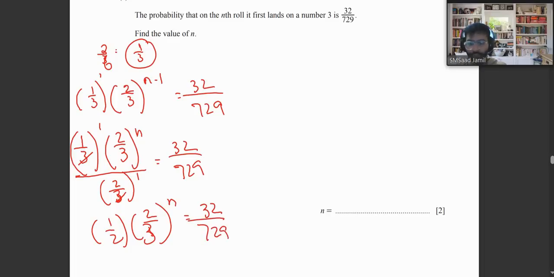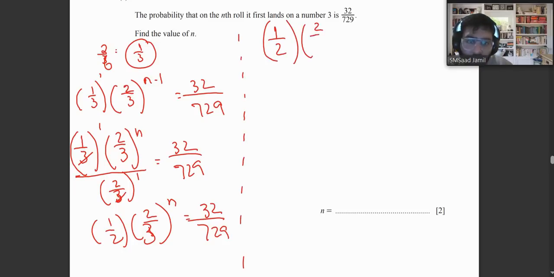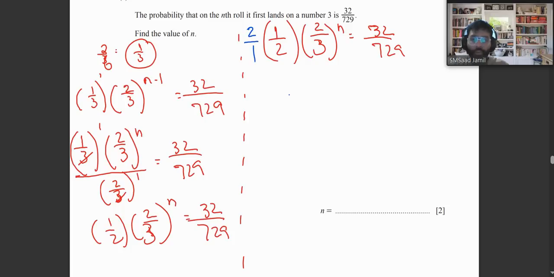Now in order to remove this 1 upon 2, let me write everything over here. 1 upon 2 multiplied by 2 upon 3 raised to power n is equal to 32 upon 729. In order to remove this 1 upon 2, I will multiply it with 2 upon 1, in short with 2. I will multiply this side with 2 upon 1 as well. So 2 and 2 get cancelled out. What becomes is 2 upon 3 raised to power n is equal to 64 upon 729.